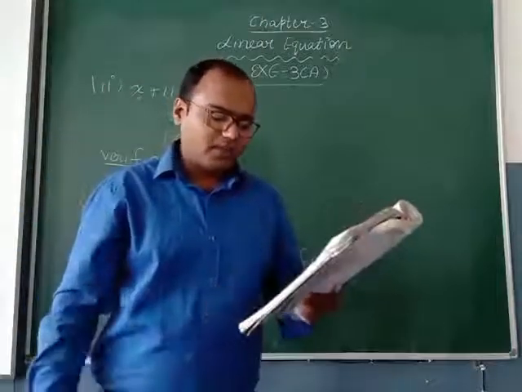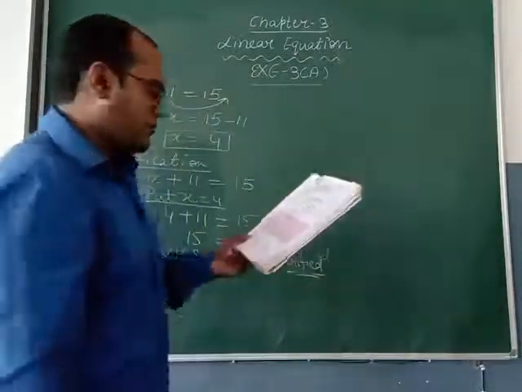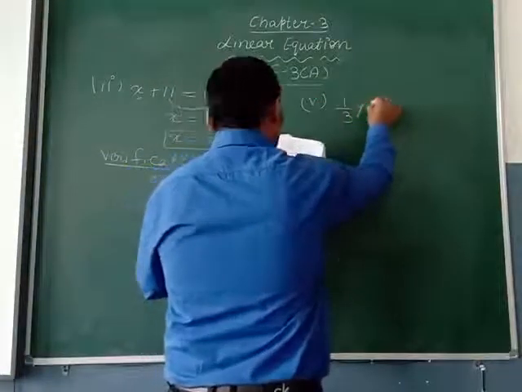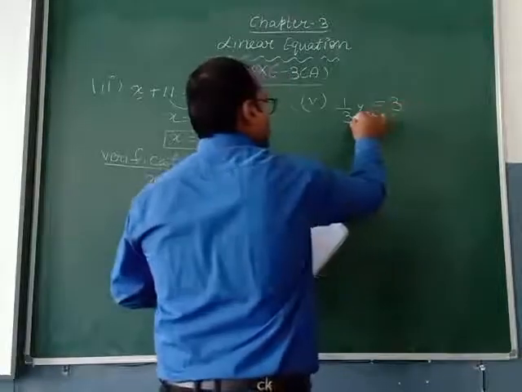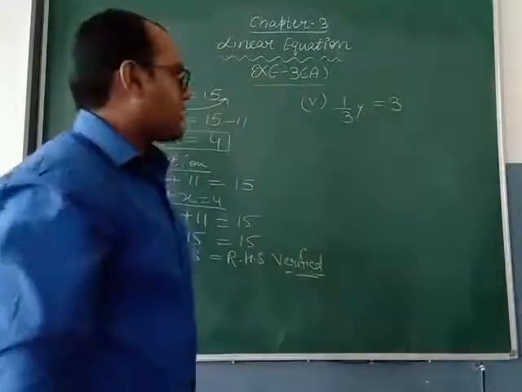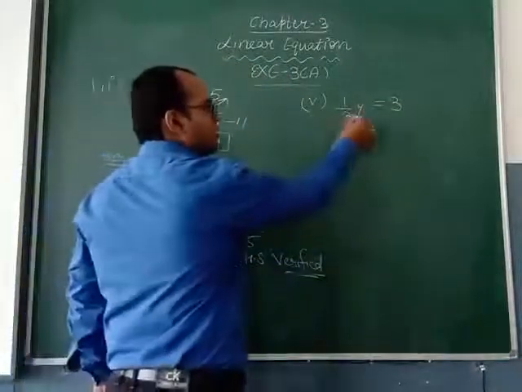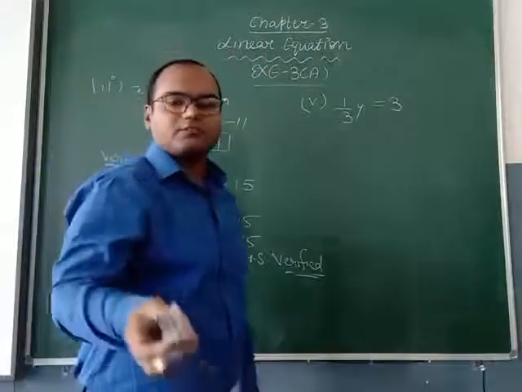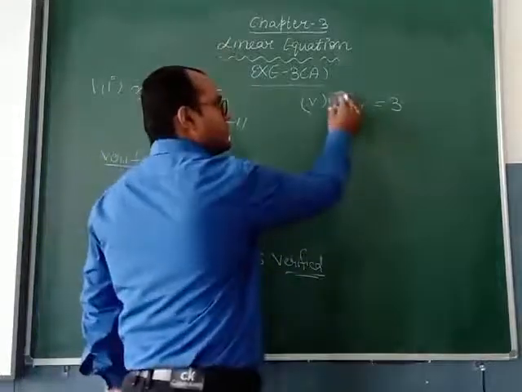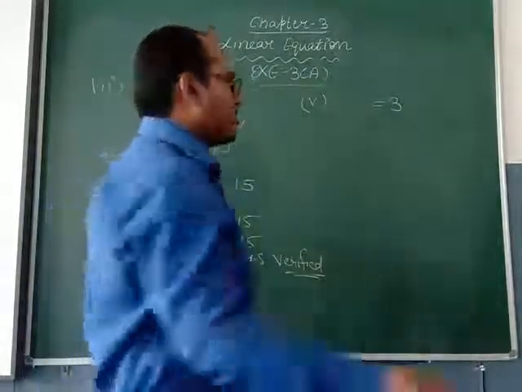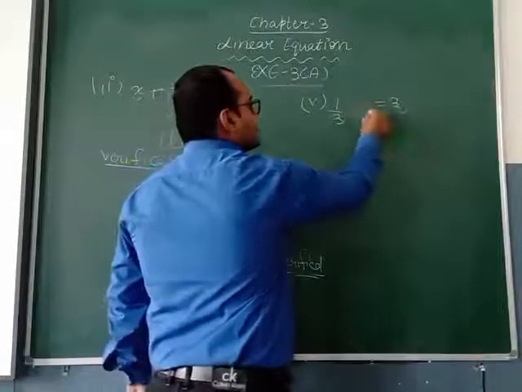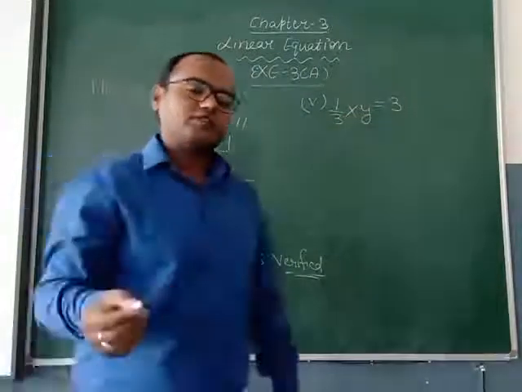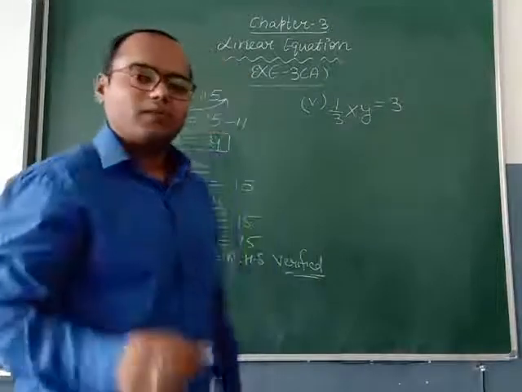Now see another part, number fifth: 1/3 y is equal to 3. So in this part you will observe that between 1/3 and y no sign is given. Plus, minus, multiply, divide, nothing is there. Between two things if no sign is given, then we have to take the multiply sign.